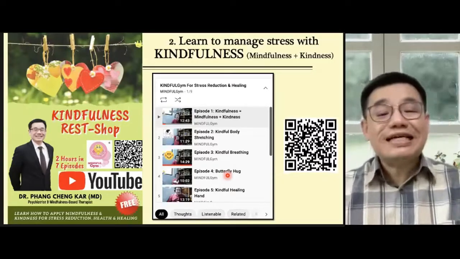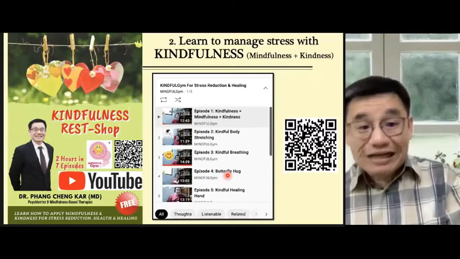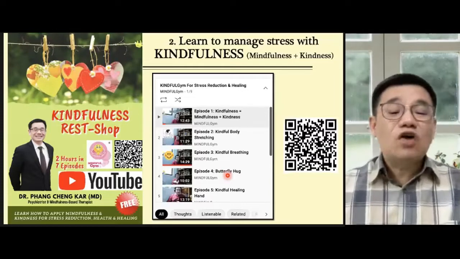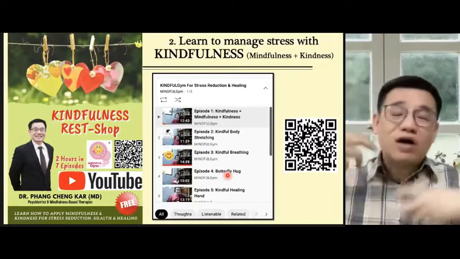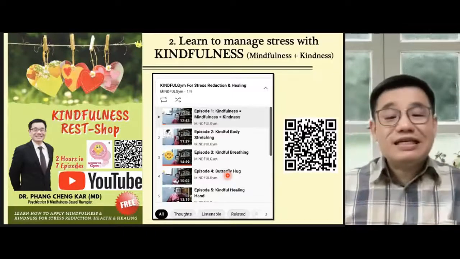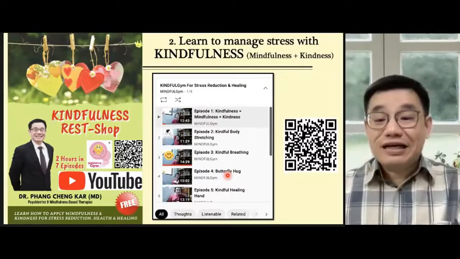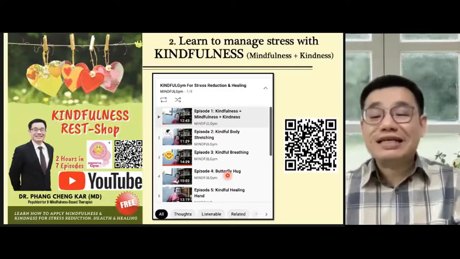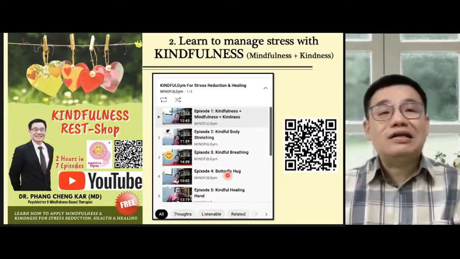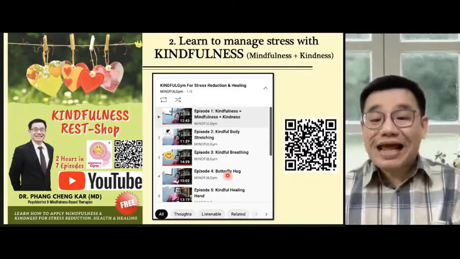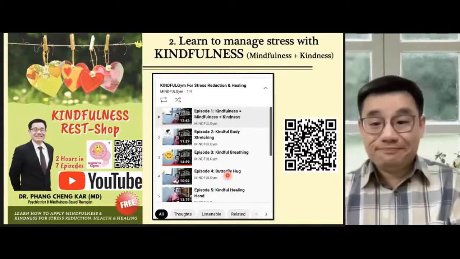The fourth exercise is called kindful healing hand. Kindful healing hand is very good for people with psychosomatic pain. Psychosomatic pain means a lot of bodily pain, discomfort, disease, which is due to stress. So kindful healing hand is a very, very useful exercise for that. And the last one is called the kindful body scan. That is very good to help us with sleep.